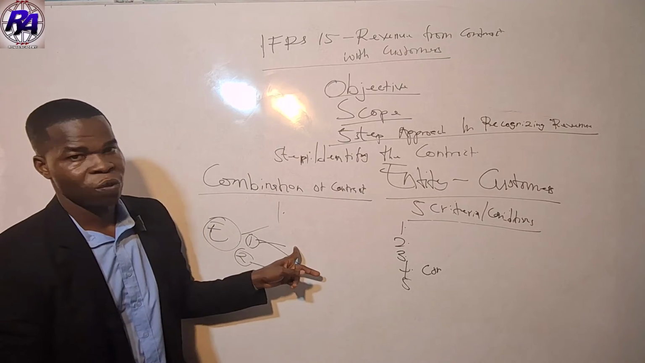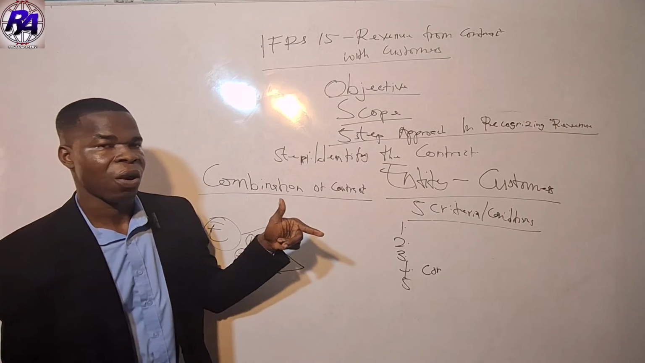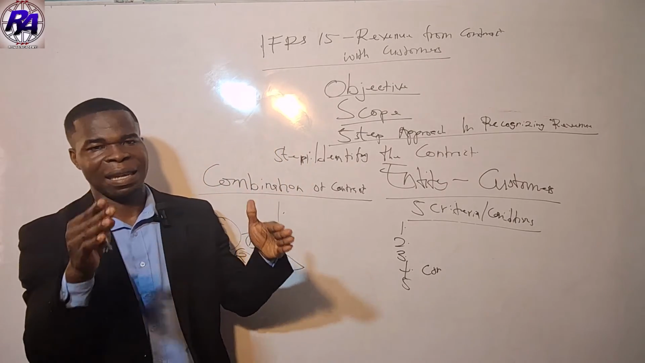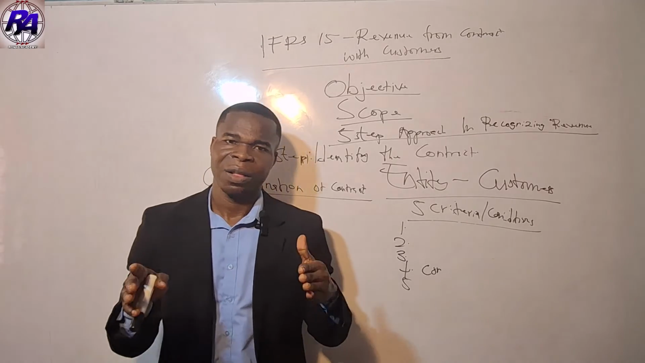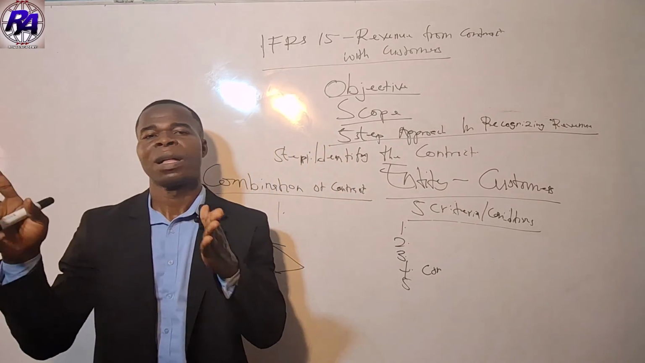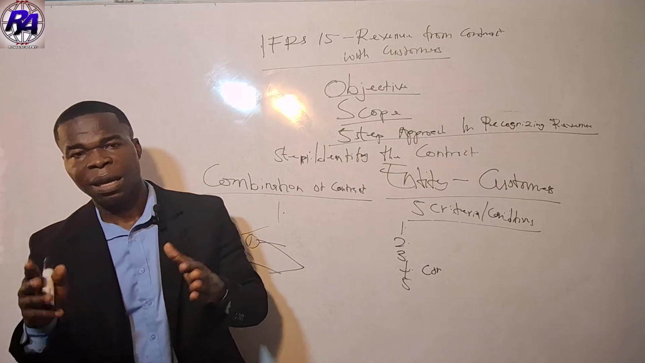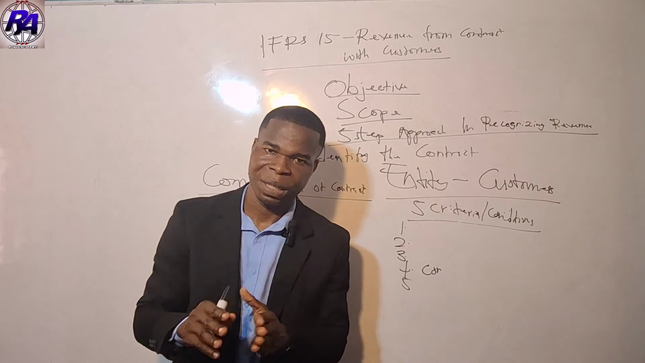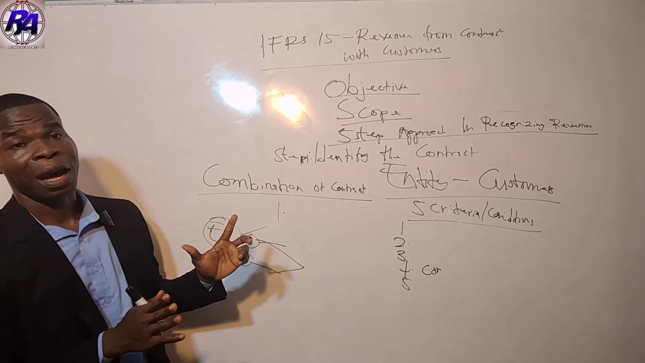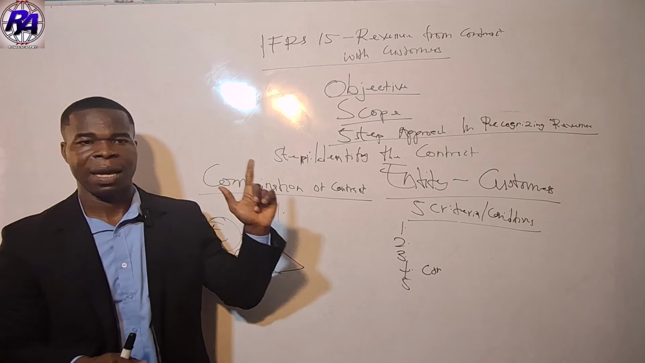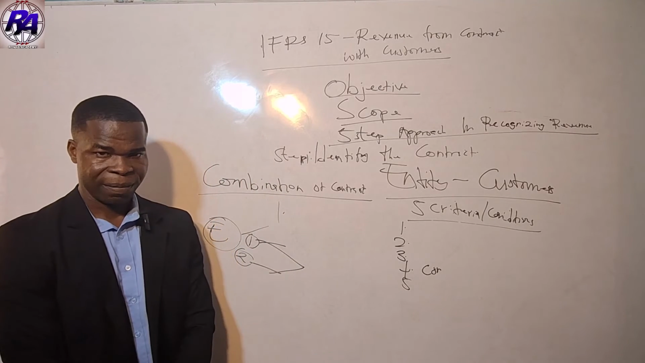Then the last one has to do with when the contracts can be performed as a single performance obligation, not commercial, as a single performance obligation. So when these three conditions are present, then the entity is allowed to combine those two contracts and account for them as a single contract.